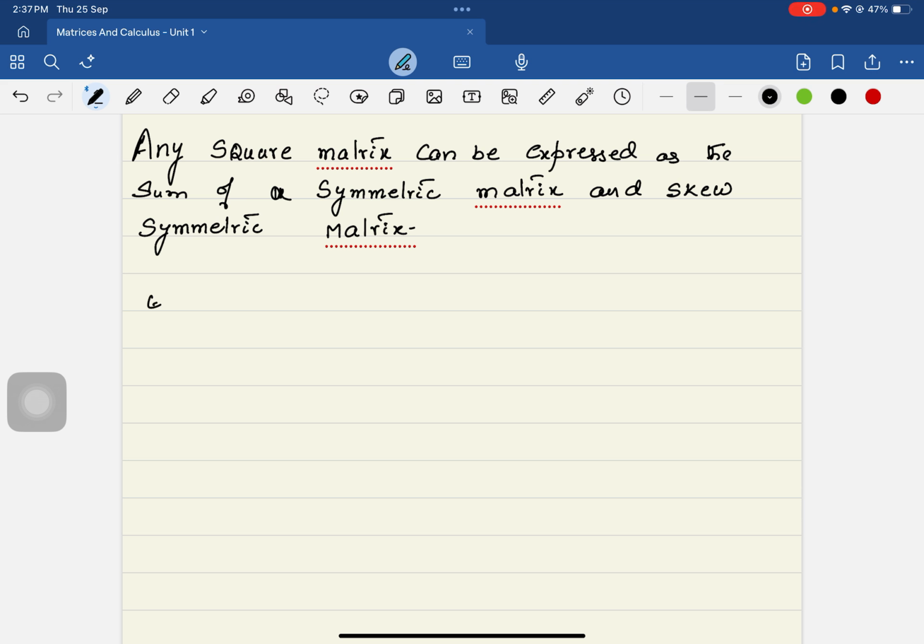So let us take an example now. Any square matrix, I am just randomly writing one matrix. Let us say A is equal to 1, 0, minus 1, 2, 1, 3, 2, let us say some minus 3. So this is the matrix A. So let us now write down the symmetric matrix first of all. How to find out the symmetric matrix.